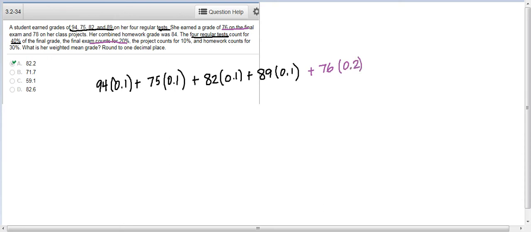And then the final thing is the class project. Well, not the final thing, there's 2 more things. 78 on the class project, and the project counts 10%. So 78 times 0.1. And then the final thing will be the homework. The homework grade was 84, and the homework is 30%.